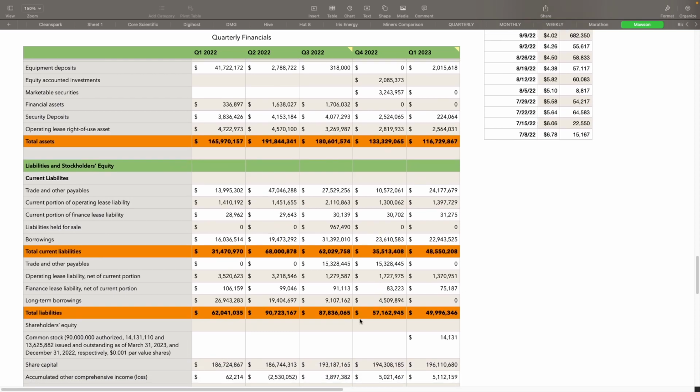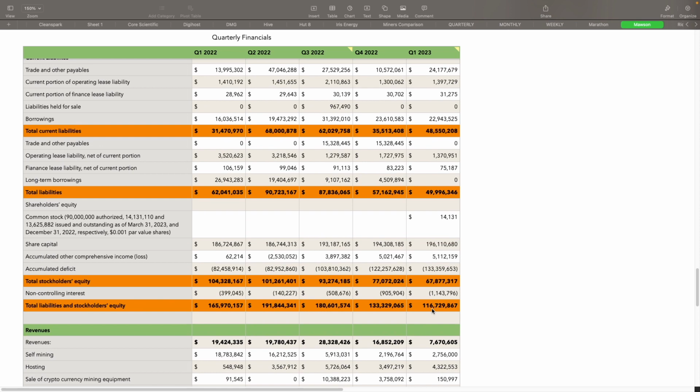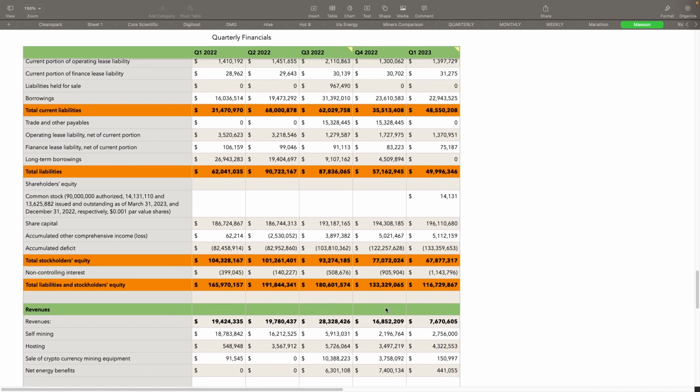And then when we look at total liabilities, we're looking at almost 50 million, 49, compared to 57 million. So those liabilities have actually come down a little bit. That's a good thing. Total liabilities and stockholder equity is at 116.7, so that's down from 133.3.